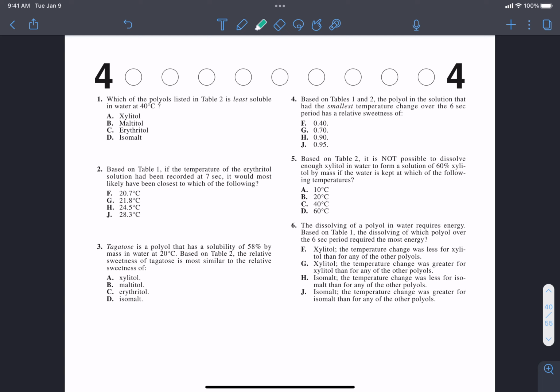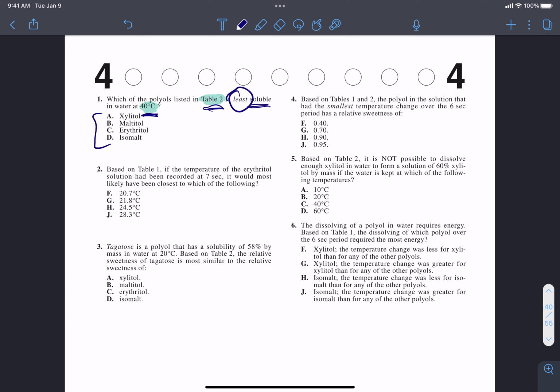So we have two reference points, two pieces of information we're going to use to reference back to the passage. Those two pieces of information are table 2 and 40 degrees Celsius. So we're going to look at table 2, we're going to look at 40 degrees Celsius, and we're going to pay attention to the solubility factor. And we're going to see which one of these answer choices is going to be the least soluble.